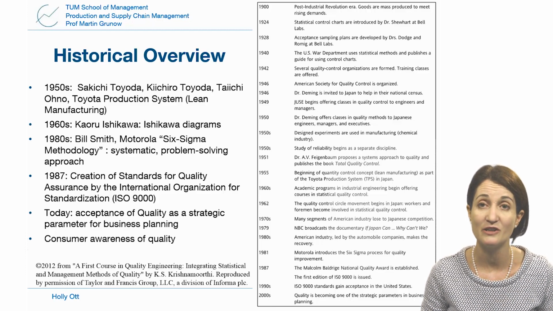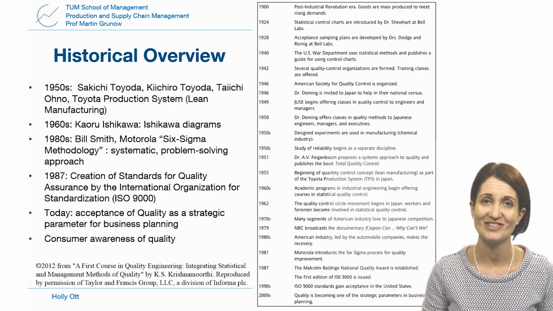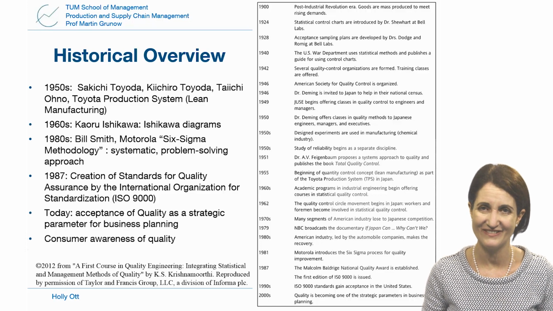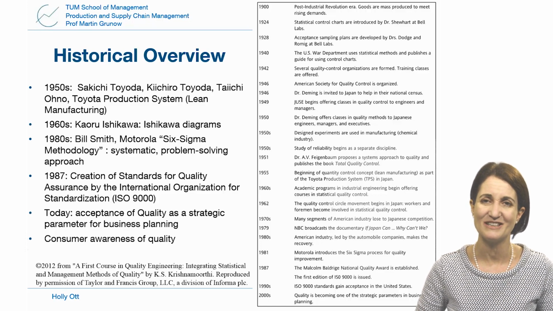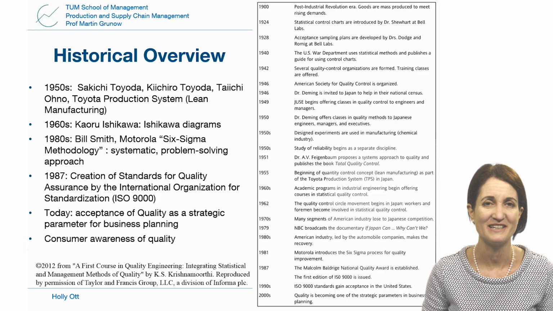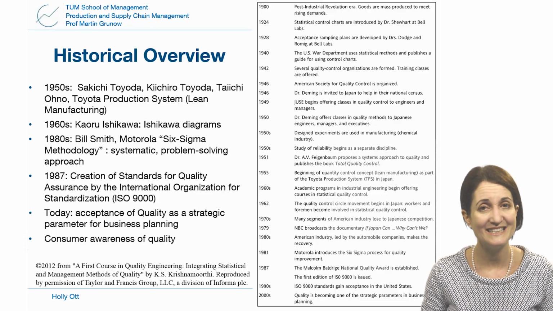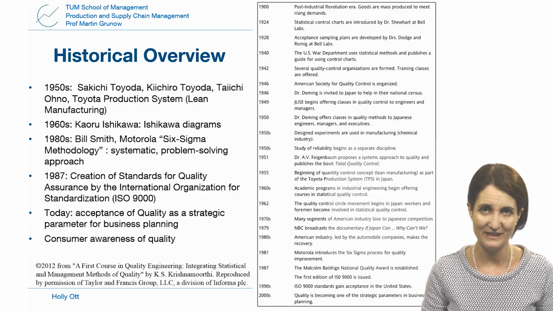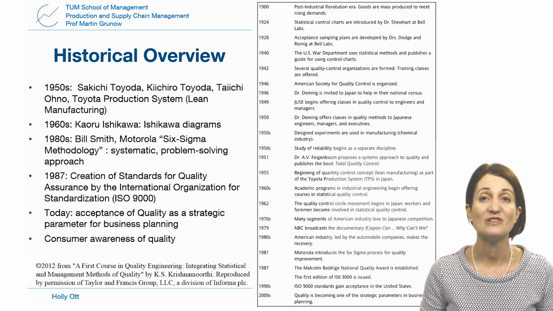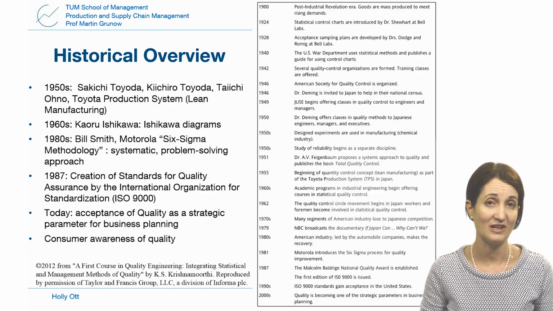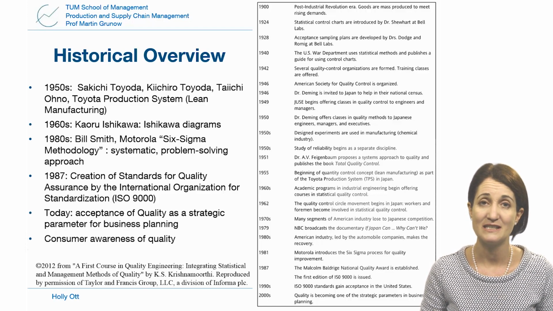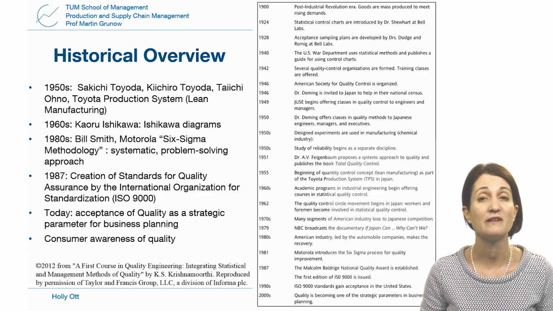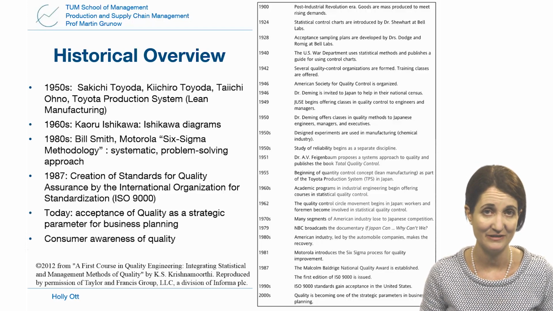But what was actually happening in the US? That's another interesting story. In the US, it was not following these amazing changes that were happening in Japan. But in 1980, Motorola made a huge step. Bill Smith, engineer, introduced the Six Sigma methodology, a data-driven, systematic problem-solving approach for process improvement following the DMAIC cycle.